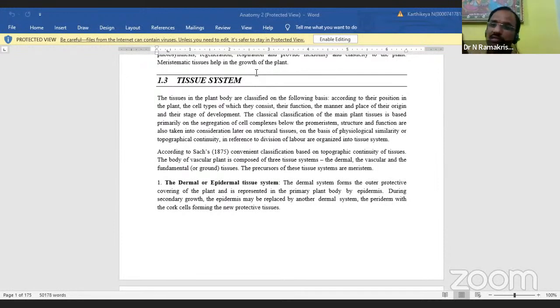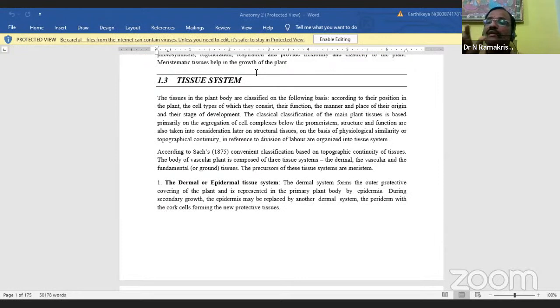So these are all the structures you are looking at in the epidermis. What is the meaning of anomocytic? This point is most important here. Based on the subsidiary cells, it is divided into four types in dicots. First, we are going to study anomocytic. What is the meaning of anomocytic?